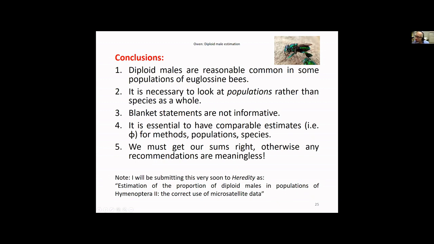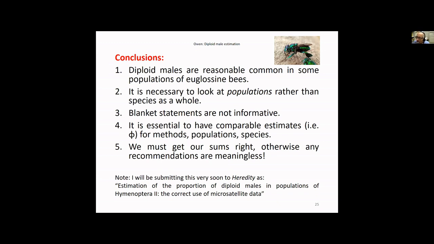microsatellites, populations, and species. And we must get our sums right. Otherwise, any recommendations we make from this, of course, are meaningless. And if we do think it's important for conservation, it is really critical to get this done correctly.